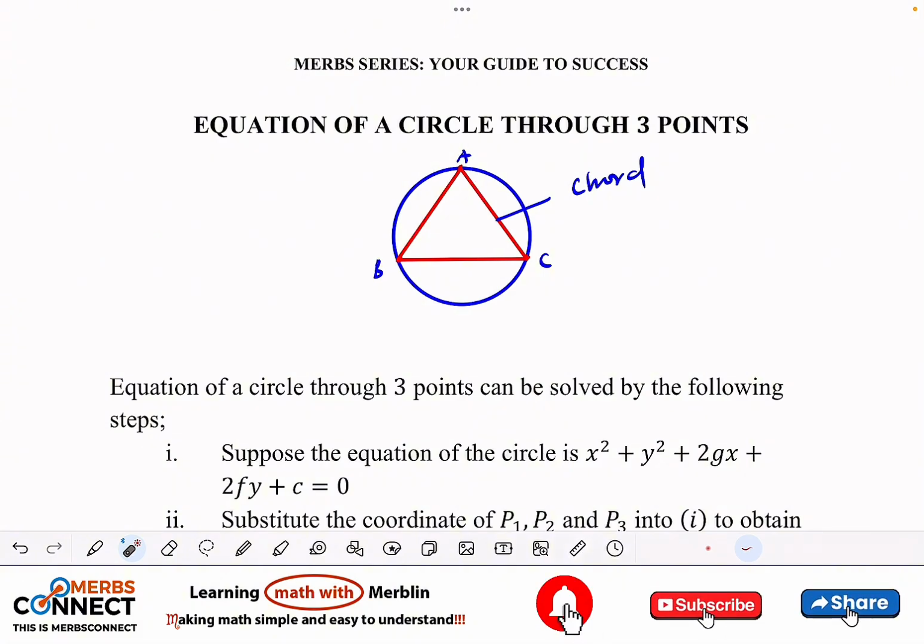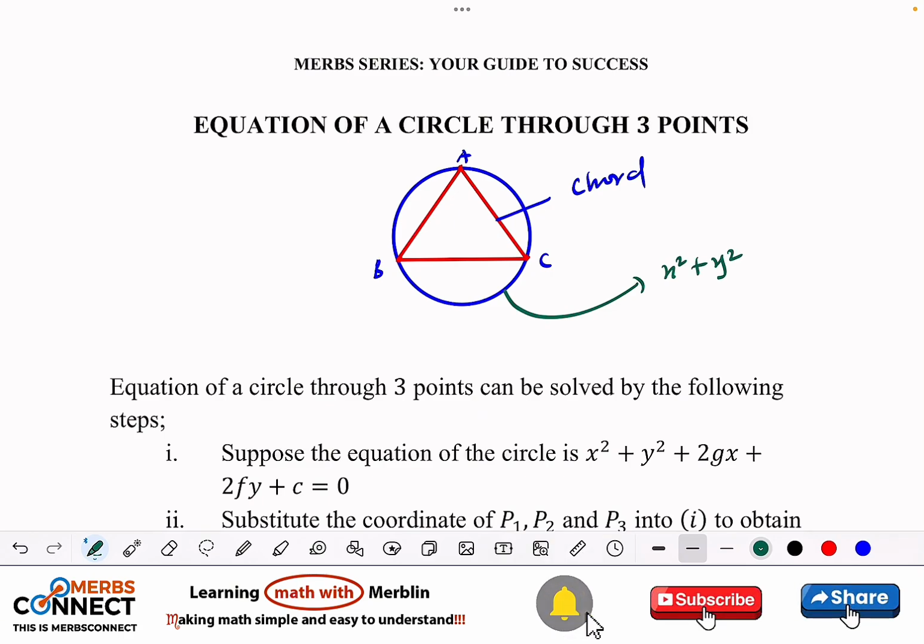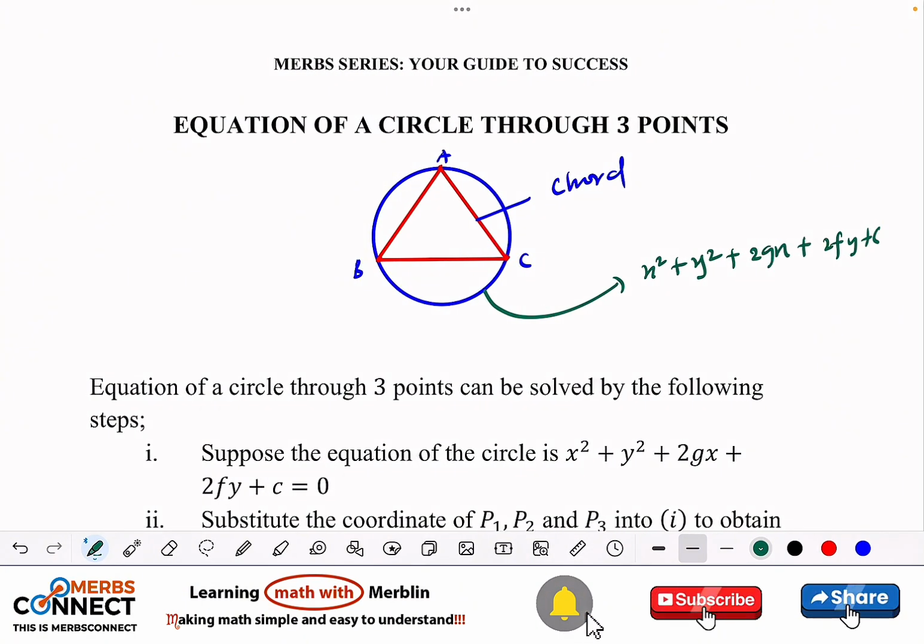And we know that if we have a point or two lines which intersect, we solve them simultaneously. So what we are going to do here is, anytime you have a question like this, remember the general formula for a circle. The general formula for a circle is x² + y² + 2gx + 2fy + c = 0.